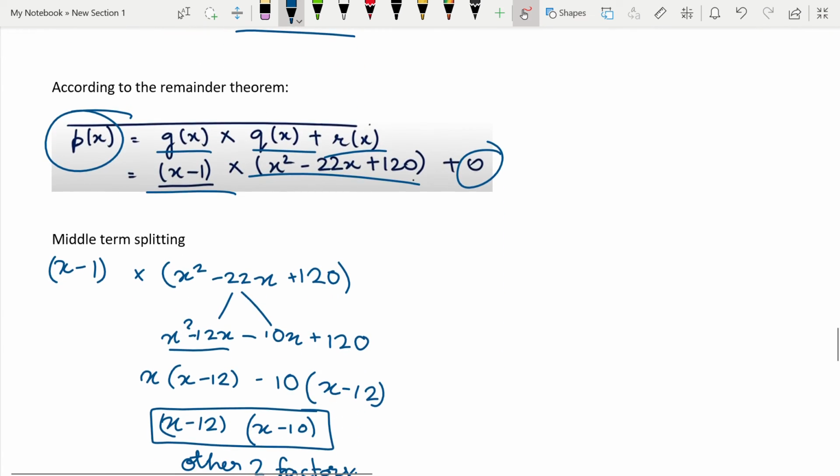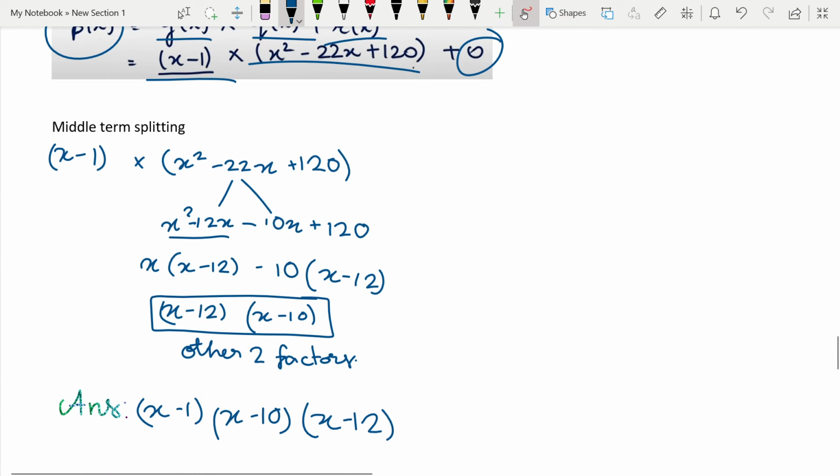Now, we will use middle term splitting. So, we have got minus 22. Let's split it into two numbers which multiply to 120. That's easy, 12 and 10. So, we have got x squared minus 12x minus 10x, because minus 12x plus minus 10x, minus and minus means we add them together, 22, and we keep the sign of the minus. So that's going to be minus 22.